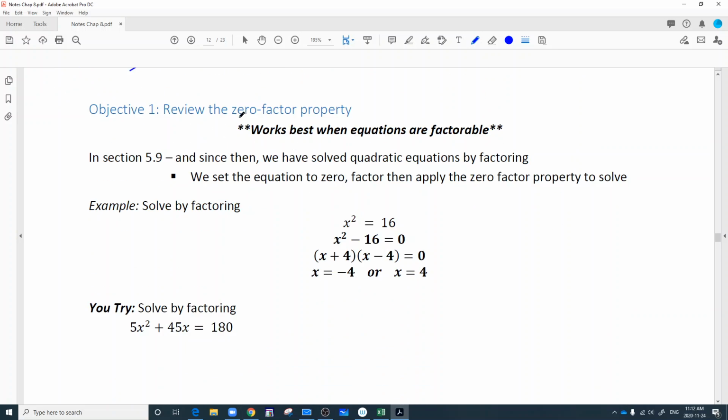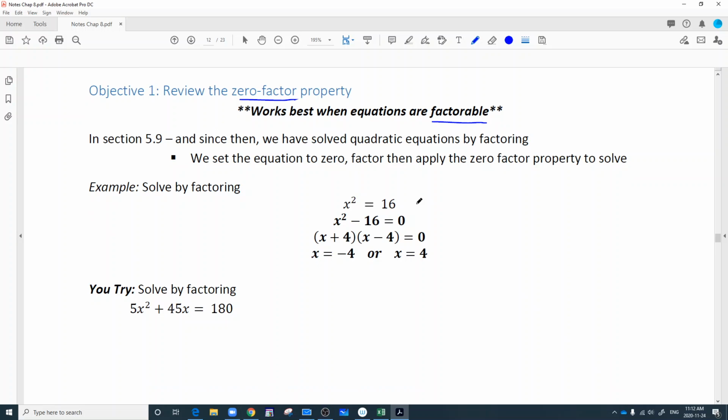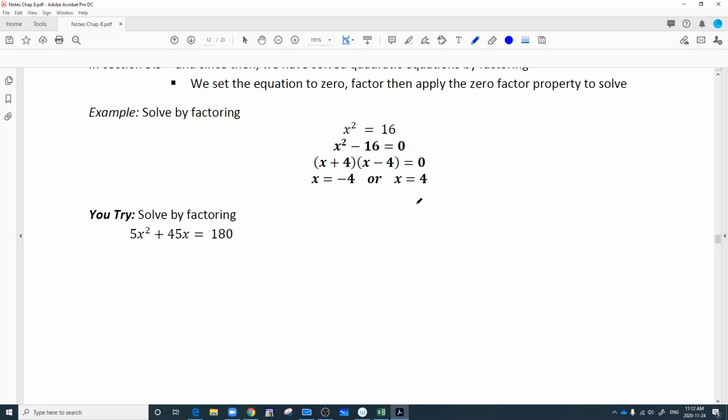Objective 1 is just reviewing the zero factor property. When are you going to solve using the zero factor property? When it's factorable. So if you come to a quadratic equation that's factorable, this is probably the easiest way of solving, not only because we've already done it, but also because it's a process that we're used to doing.